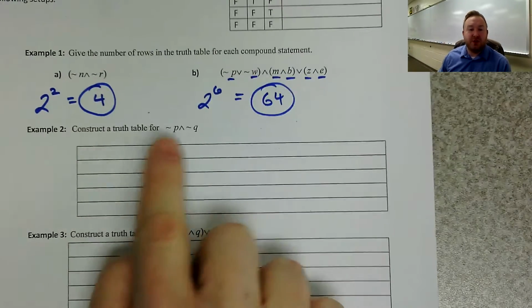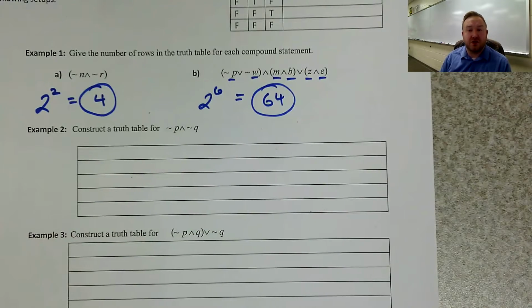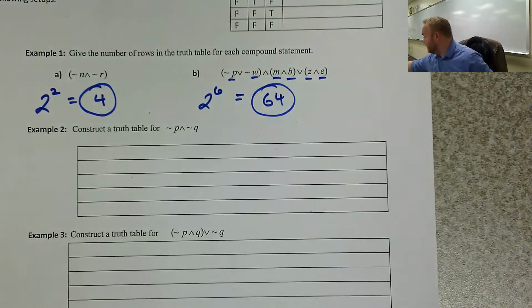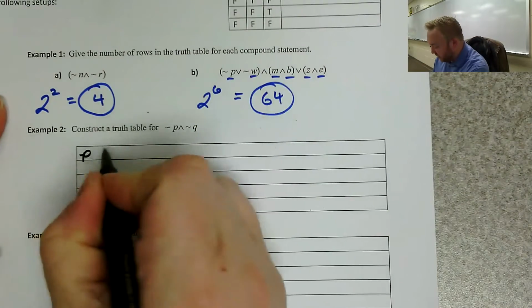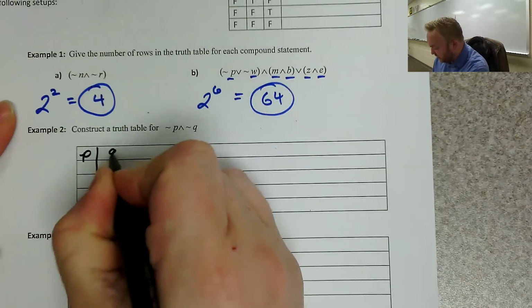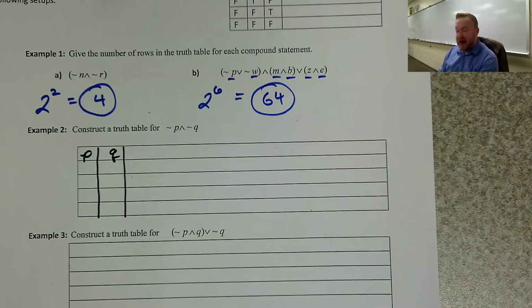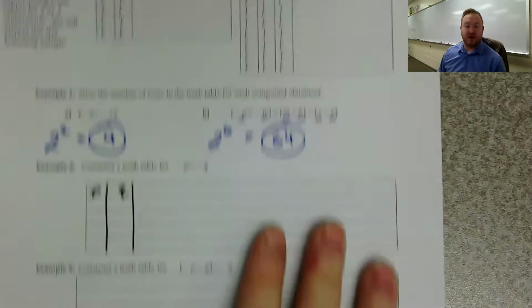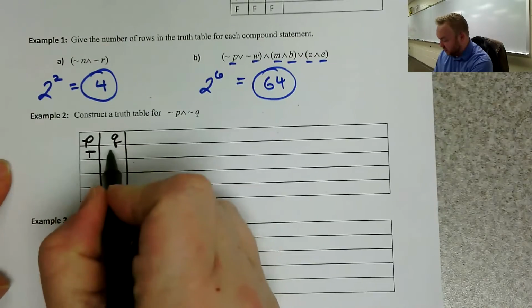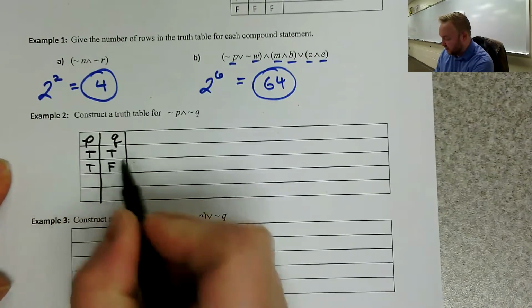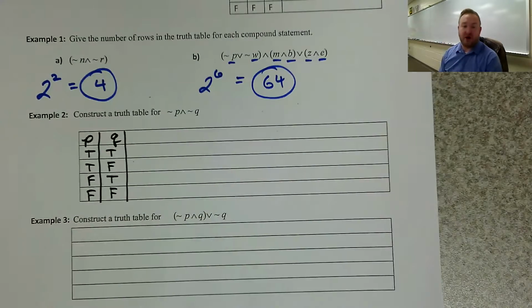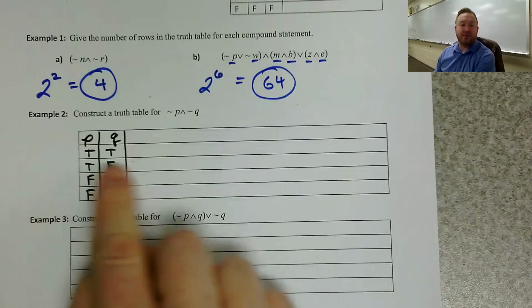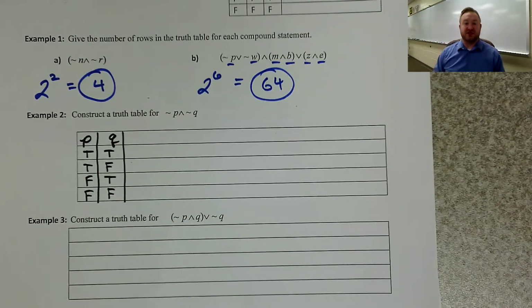Okay, so example 2, we've got a compound statement here. We're going to construct a truth table for it. First of all, I need to set up a column for each simple statement. So I need a column for P and a column for Q. Now I need to fill in the trues and falses for P and Q, just the same way we did up here. P and Q are both true, or P is true and Q is false, or P is false and Q is true, or both of them are false. So we've got every possible combination of true and false for our simple statements.